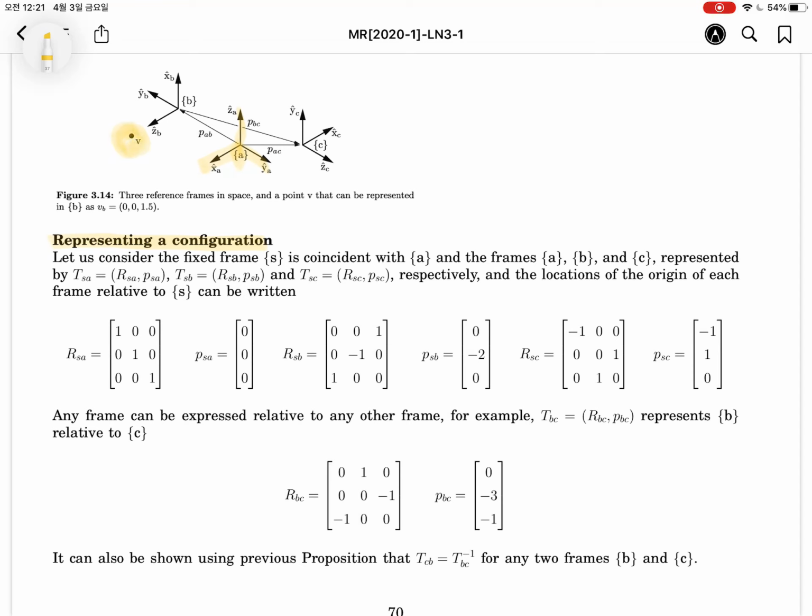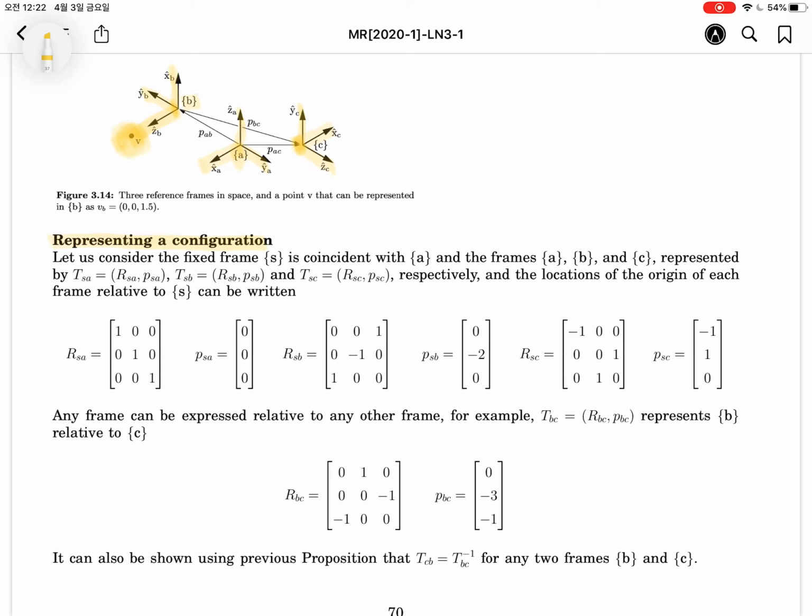But the coordinate value is dependent on the coordinate axis location. So if we attach another coordinate here, x and y and z, denoted by the B frame, at that time the coordinate value will be different. Is it right? On the other hand, if we attach another base frame like this, x and y and z, at that time we have another coordinate value of the point V. Like this, we can use the transformation matrix to represent the coordinate or configuration.